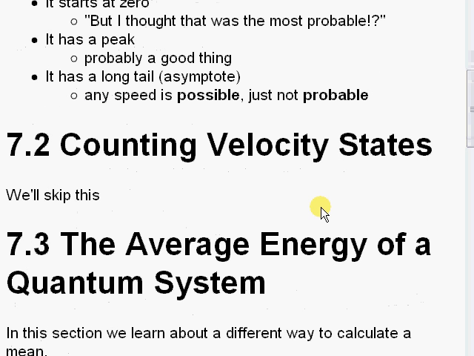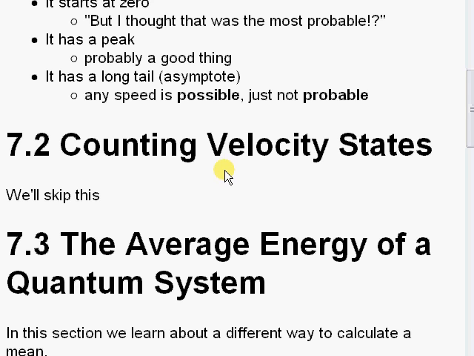Okay. So let's talk about this counting velocity states section. Well, we're pretty much going to skip it. In the next online class in the spring, we're certainly going to talk about how you can't have just any old kinetic energy. There are only certain kinetic energies you can have if you're a particle in a room. And once it's countable, then you can do what's happening in that section 7.2.